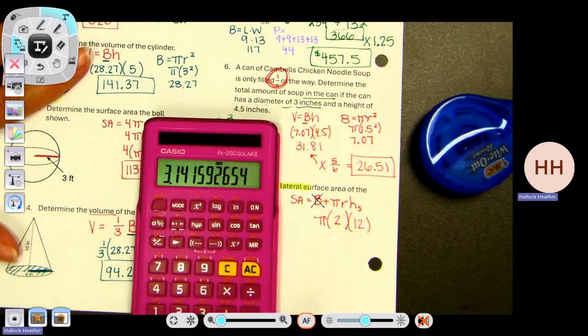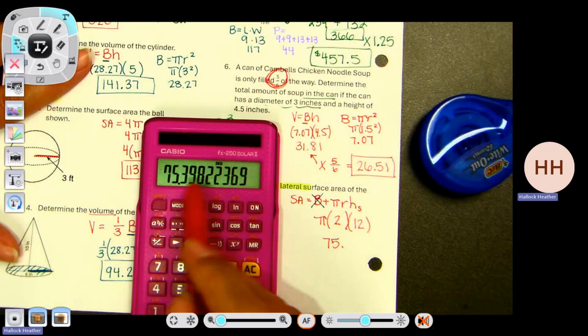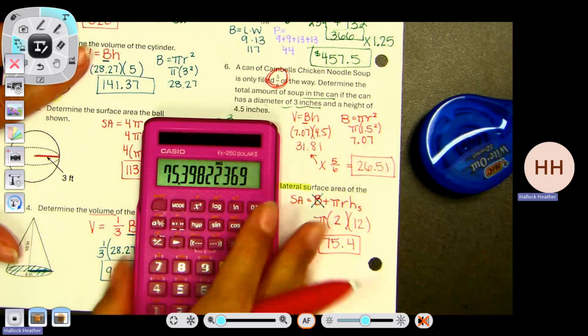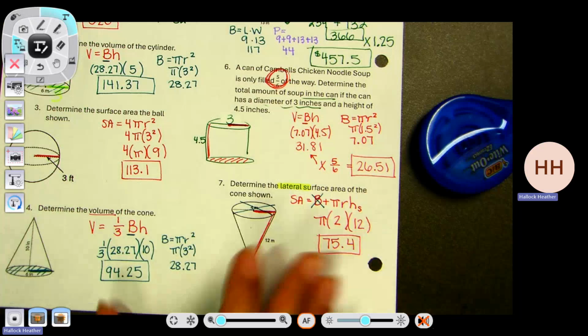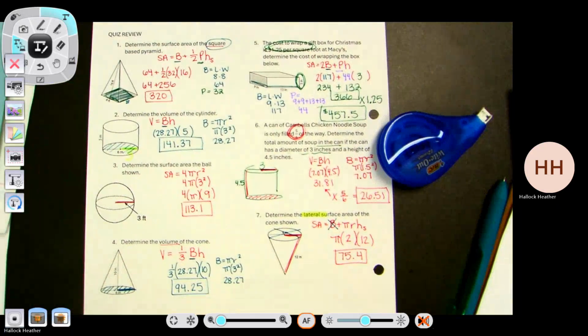So pi times 2 times 12, which is around 75.4. And if your decimals are slightly off, that is totally fine. It's not a big deal. If you can do these, you'll be doing great on your quiz.